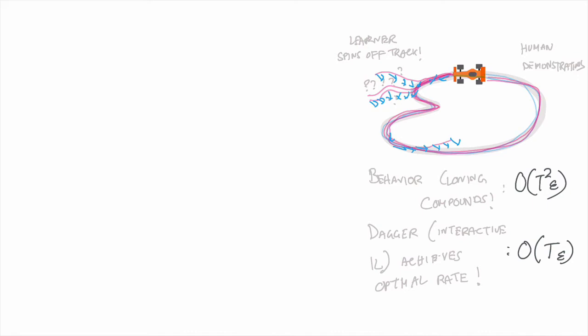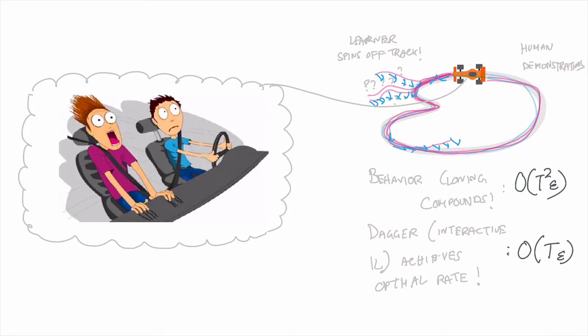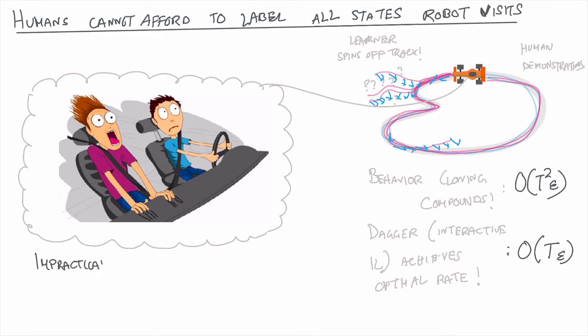Now, while this seems great in theory, there seems to be something unsettling about what we are asking from the human. Put yourself in the race car driver's shoes. We are asking you to label states that the robot visits that may be far off the track. These are states that you, the human driver, would likely never visit. And it seems unreasonable to ask the human to label all of these states. This seems unsafe, it seems impractical, and approaches like this simply cannot scale when working with real humans.